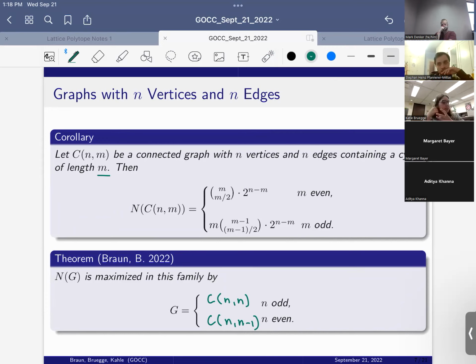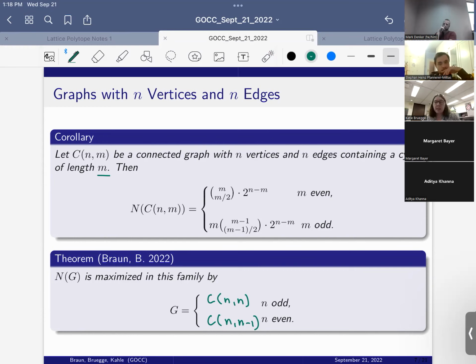So the theme seems to be, with these graphs with n vertices and n edges, that you maximize your facets by taking the biggest odd cycle you can get. And we will see that pattern continue as we move through. Okay.